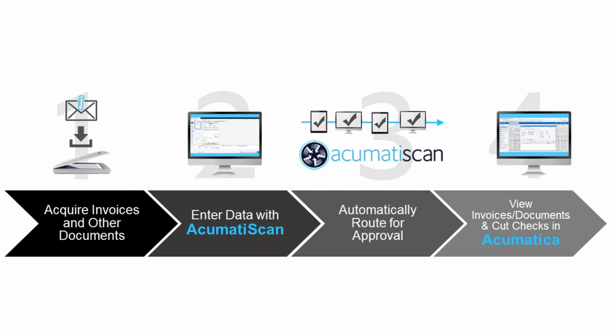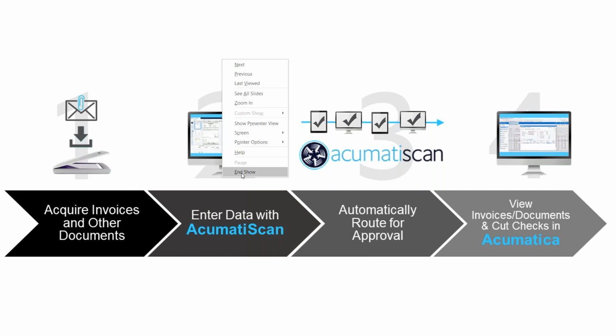Once the invoice has been saved and sent off for approval, the approvers have the opportunity to use whatever tool they want. It uses a responsive user interface to be able to allow for approving invoices, whether it's on a phone, an iPad, or any other type of device. And once the approval process is complete, the invoices and all of the supporting documents all the way to the check are available in Acumatica as well as in AcumatiScan.